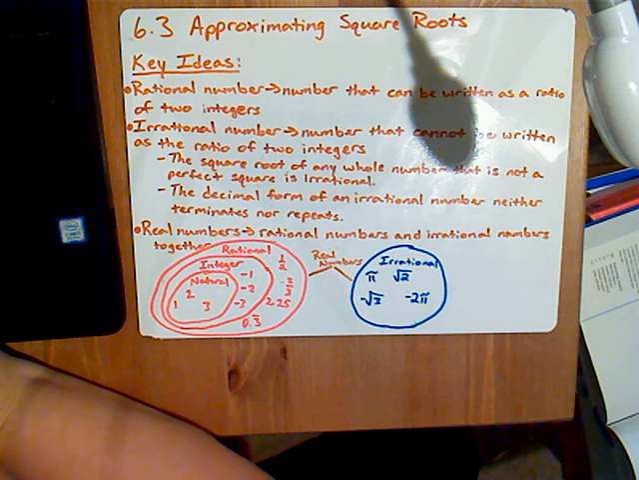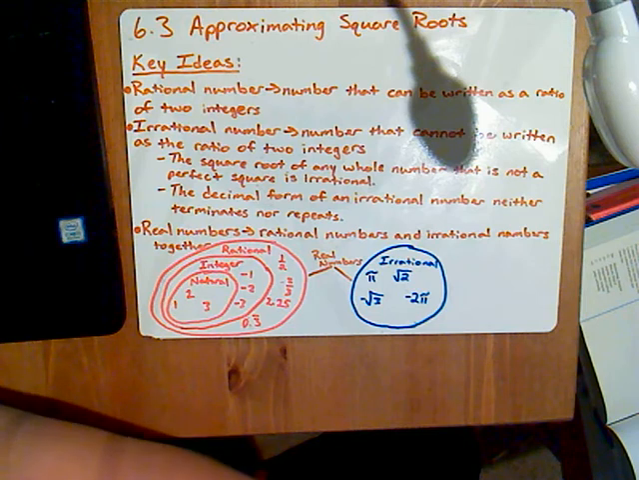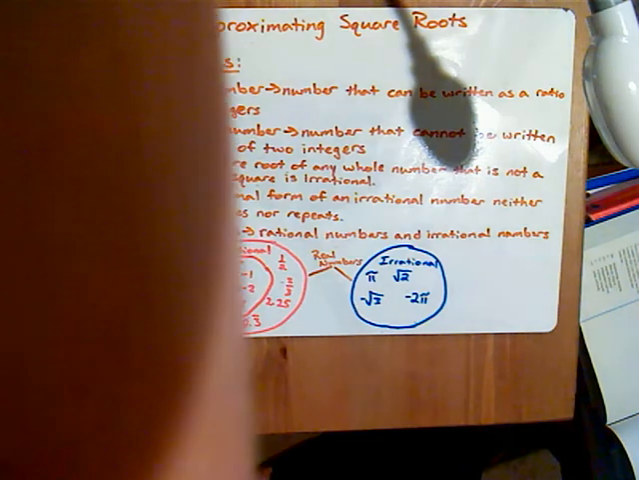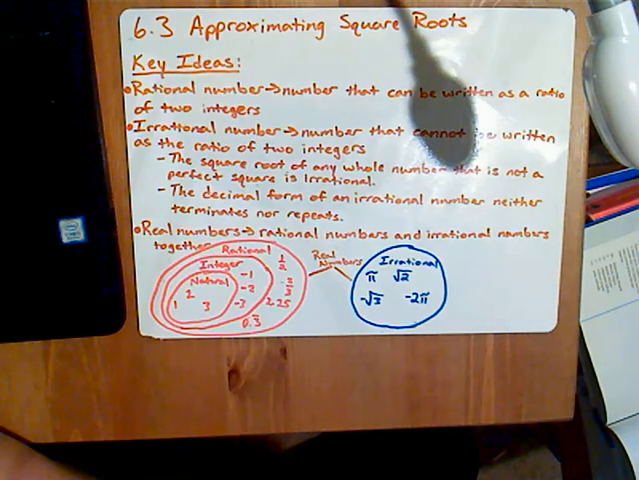And we are continuing Chapter 6. We're going to be doing Lesson 3, so 6.3, Approximating Square Roots. So the key ideas for this lesson, we are going to be looking at types of numbers.